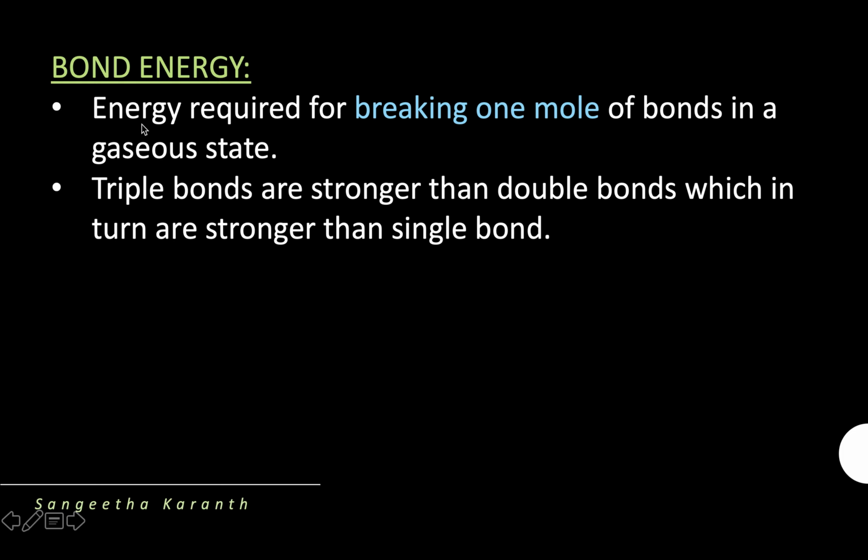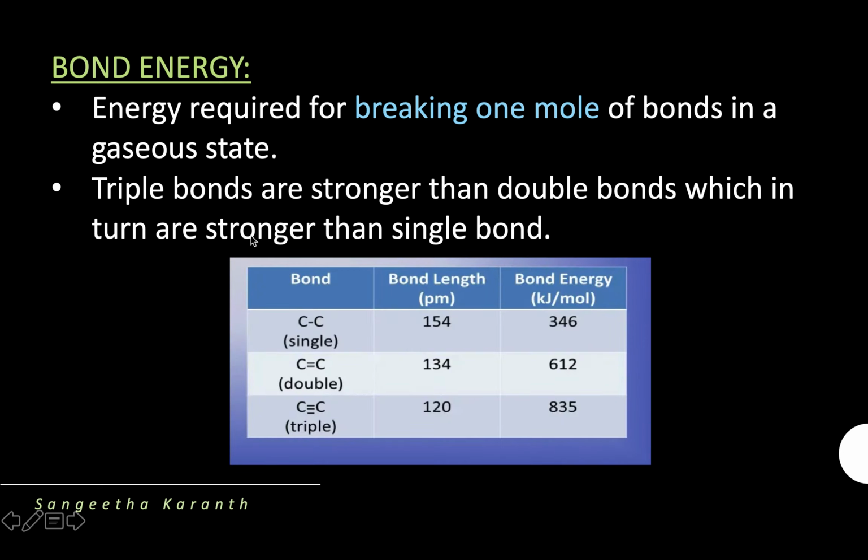So it is very simple. Energy required for breaking 1 mole of bonds in the gaseous state. As you all know, triple bonds are stronger than double bonds, which are again stronger than the single bond. Here you can see, we can make a comparison: single, double and triple. The bond length of a single bond is highest, then the double bond, and the least is the triple bond. Whereas bond energy, that is the energy required to break these bonds, is very easy to remember.